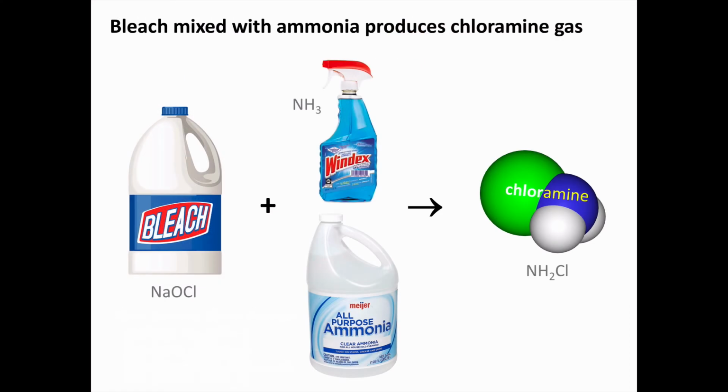So when bleach is mixed with acid, it produces chlorine gas. But when bleach is mixed with ammonia, as found in glass cleaners, it produces chloramine gas instead. Hypochlorite, OCl, plus ammonia, NH3, equals chloramine, NH2Cl.